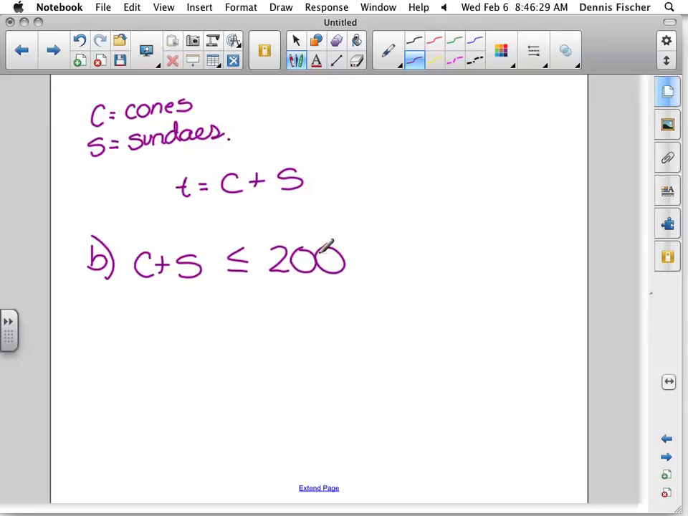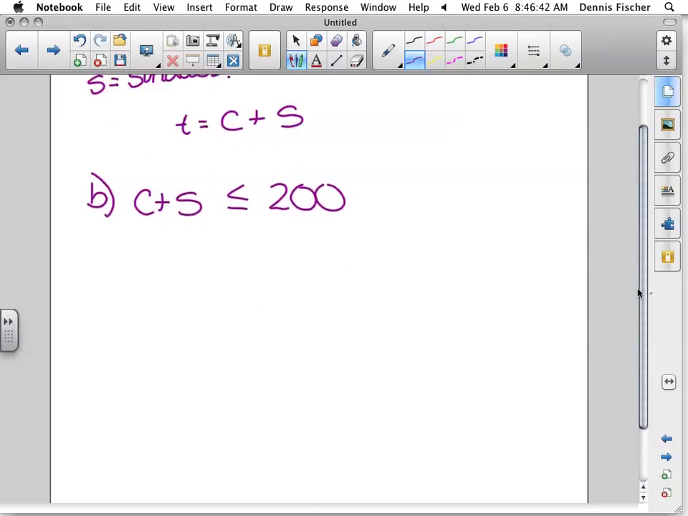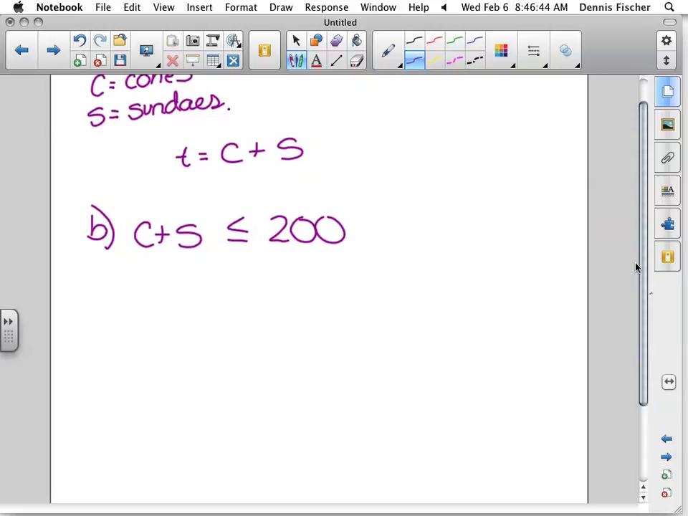Okay, that's part B. Graph the inequality. Is the point 20, 50 a solution? Okay, now we have to graph this. Now, I don't care which way you graph this. I might start the problem off to make my graph a little easier. I'm going to say X is C and Y is S, because we usually deal with the X and Y axis, correct?